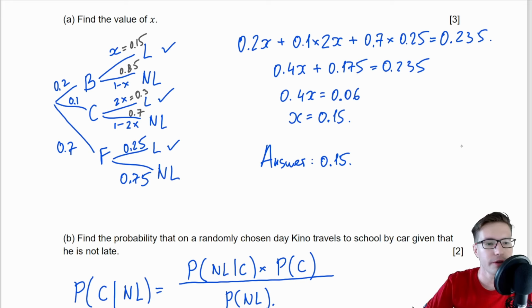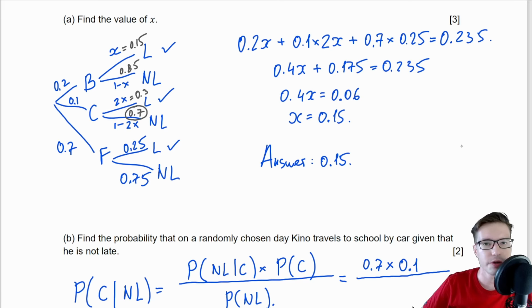So the first term in the formula, the probability that he is not late, given that he is traveling by car, is here. So we got 0.7. Now we multiply it by the probability that he travels by car, which is 0.1. And now we'll have to divide it by the probability that he is not late without any conditions.